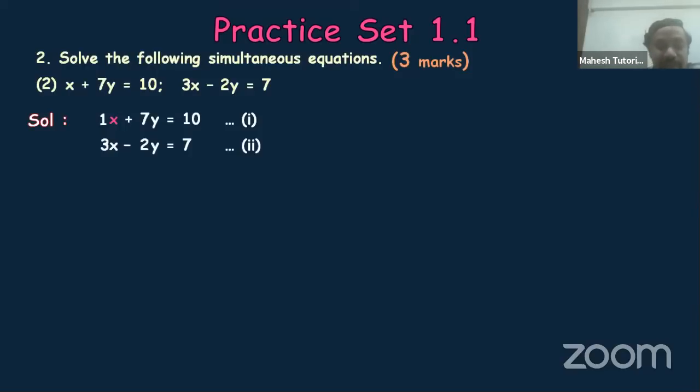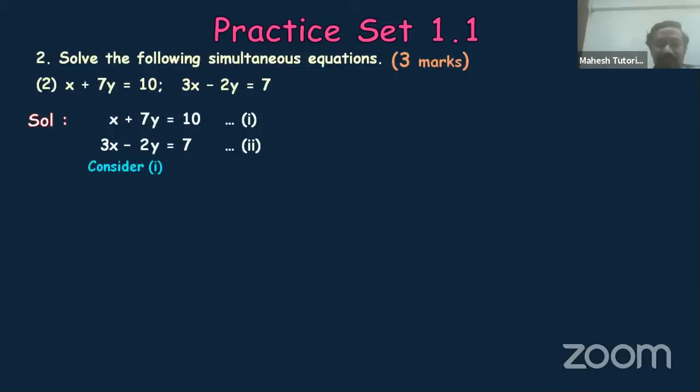Am I right? Otherwise, if you look at equation 1, with y what is the coefficient? 7. In equation 2, what is the coefficient of x? 3. And in equation 2, what is the coefficient of y? -2. So in that case, the smallest number is in equation 1, with x. So what I do is, I will consider equation 1.